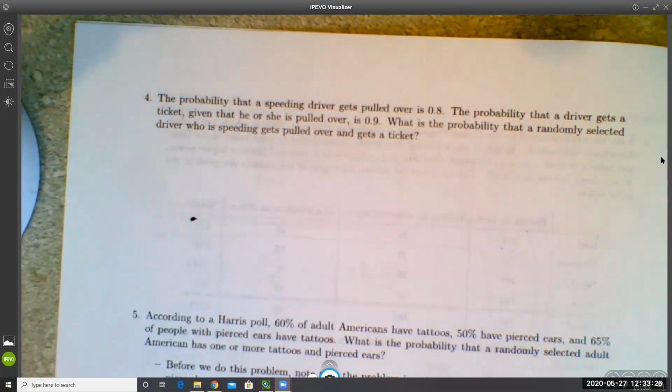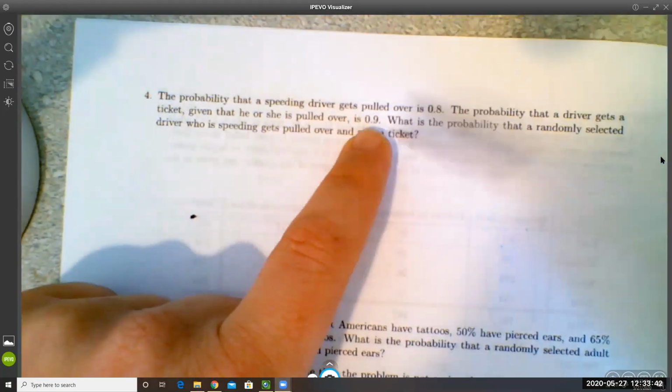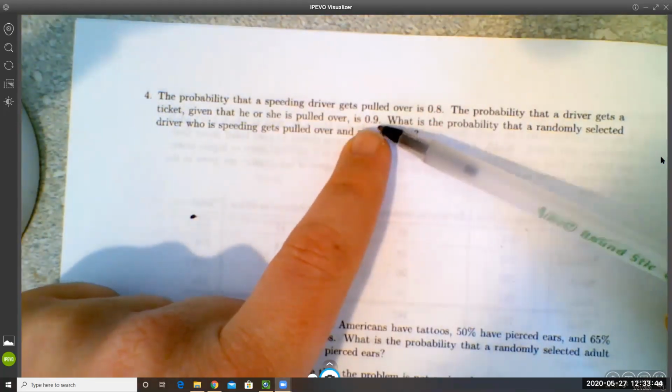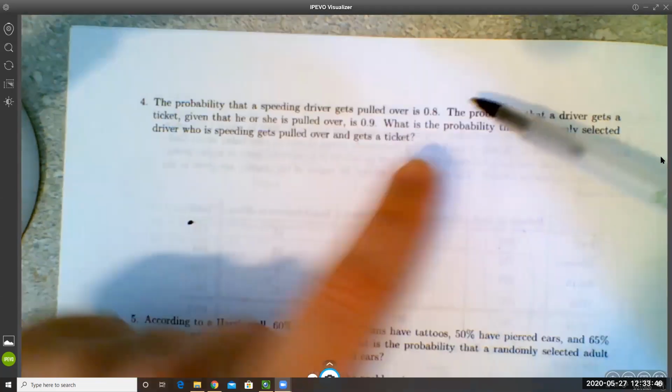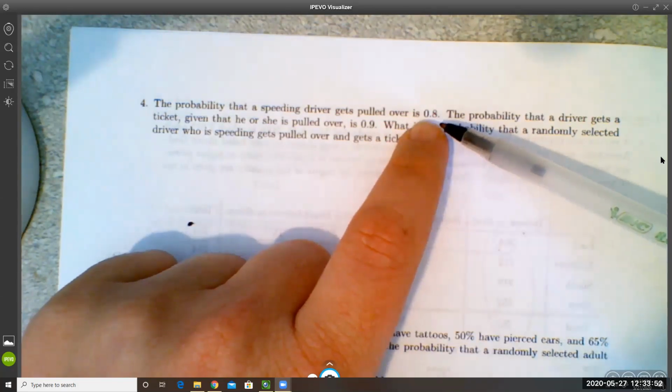this one says the probability that a speeding driver gets pulled over is 0.8. The probability that a driver gets a ticket, given that he or she is pulled over, is 0.9. I believe that. I think if you're pulled over, there's a 90% chance you get a ticket. That makes sense to me. But an 80% chance that you get pulled over if you're speeding, that's definitely not true. People speed all the time, but they usually don't get pulled over for it.